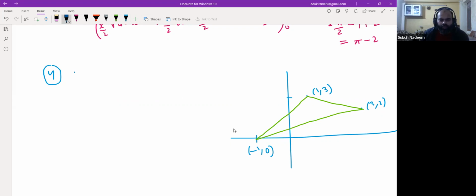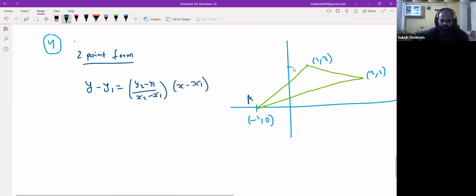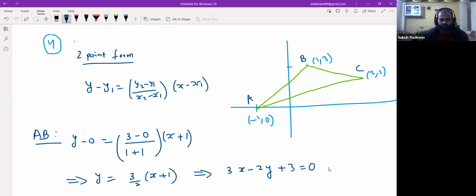So the first thing you have to do is find the equation of the lines. Do you remember the 2-point form of the equation of a line? It was y minus y1 equal to y2 minus y1 by x2 minus x1 into x minus x1. So we have to apply this. These are the points A, B, C. If we apply on AB, it will be y minus 0 is equal to 3 minus 0 upon 1 plus 1 into x minus minus 1, so x plus 1. So y is equal to 3 by 2, x plus 1. It will become 3x minus 2y plus 3 equal to 0. So this is the equation of AB.